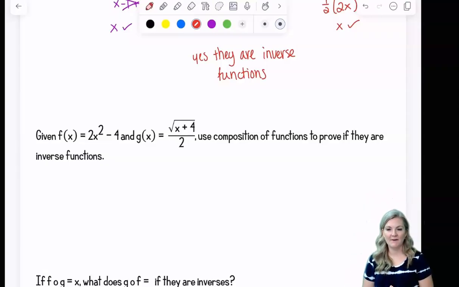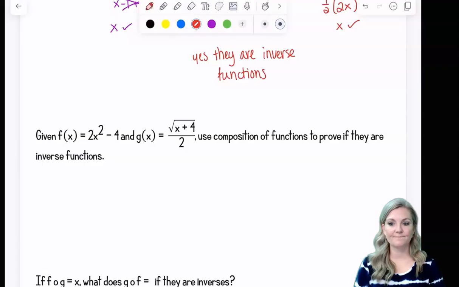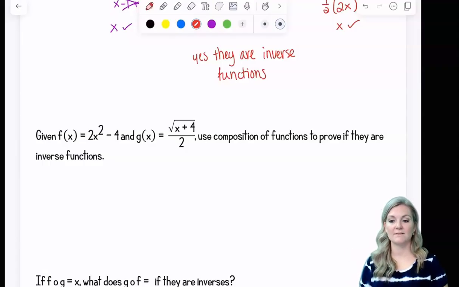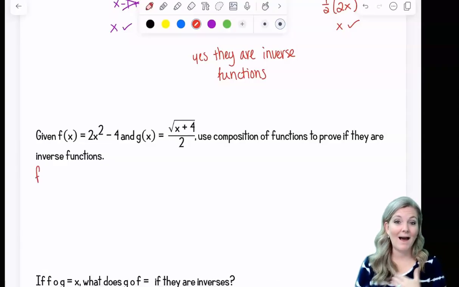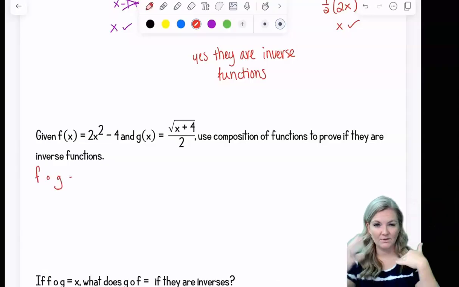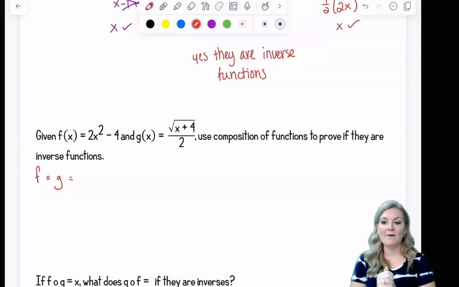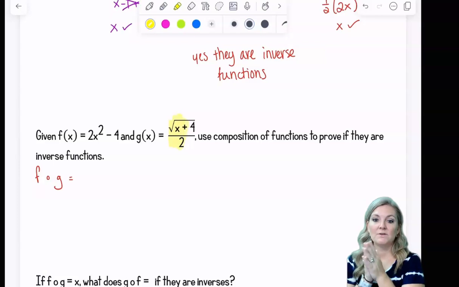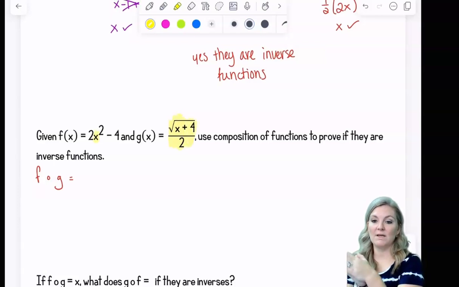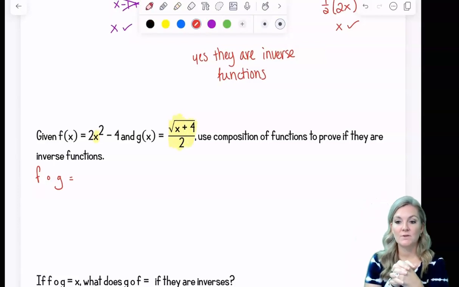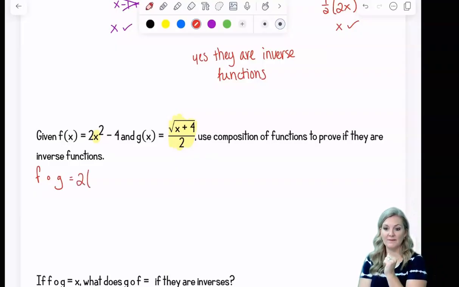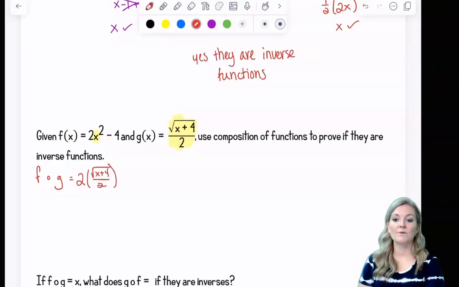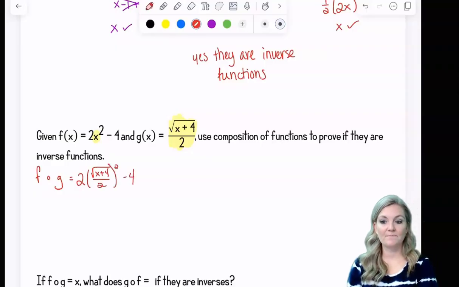So f of g, if I have f of g of x, I'm going to write it as f of g instead of f of g of x this time, because you could see it either way. I prefer the first way because then I can really see which one's my input. So if I have f of g, that means g is my input onto f. So all of that g is going into my input. So I have 2 and then parentheses, the square root of x plus 4 over 2 squared minus 4.